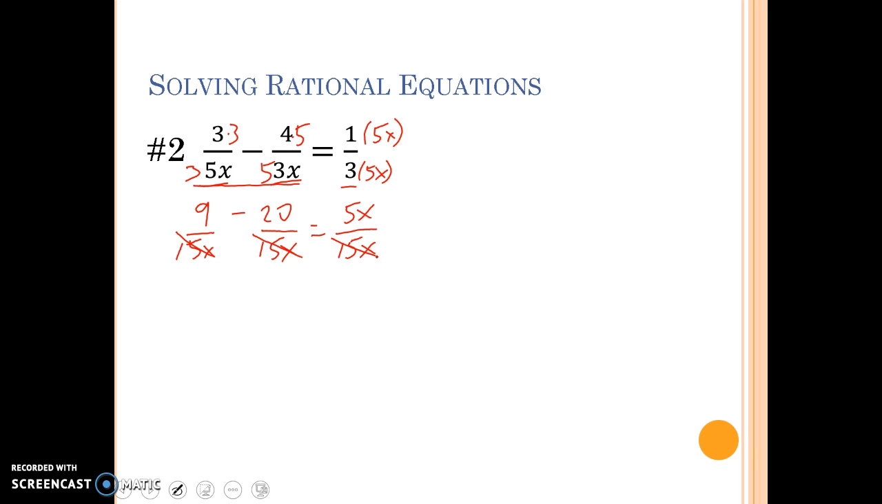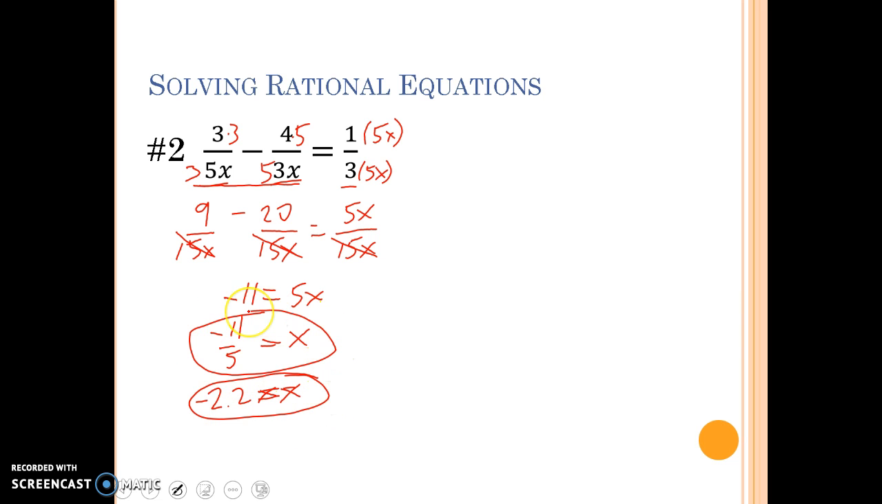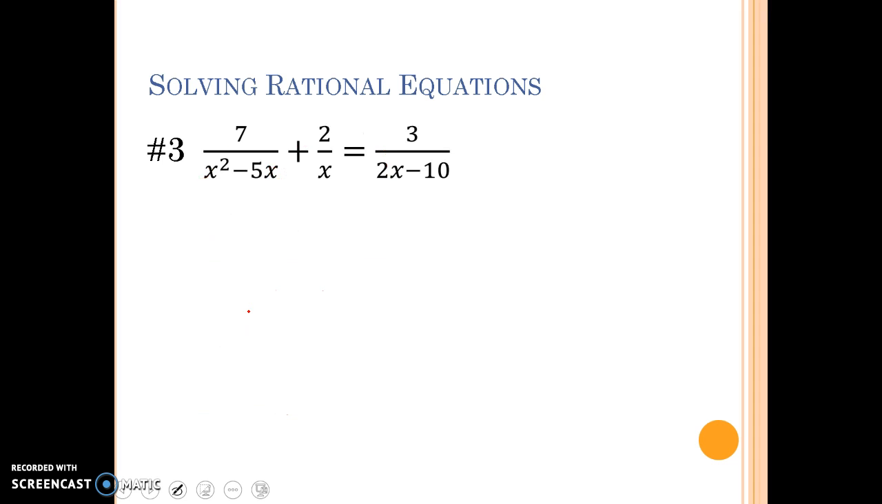So if they cancel each other out, I would have 9 minus 20 is negative 11. That equals 5x, and if I divide by 5, then x is going to equal negative 11/5, which is the same thing as negative 2.2. That equals x. Or we could write it this way. And again, we could plug that back in to make sure that it works. Let's do another example here. This is before we get to the application still.